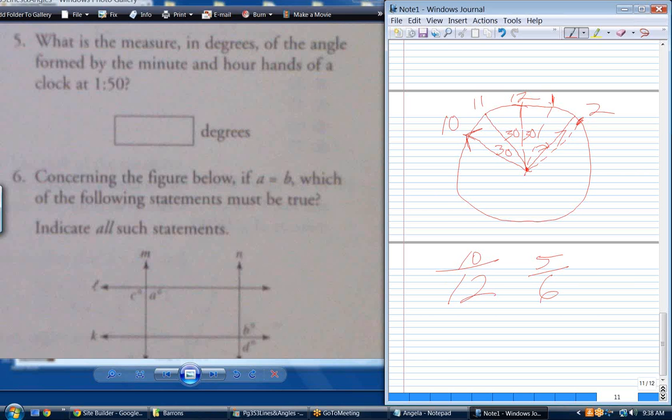And what's 5/6 of 30 degrees? You know what, I'm not quite sure. I don't understand this one.